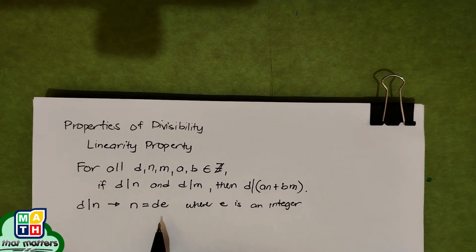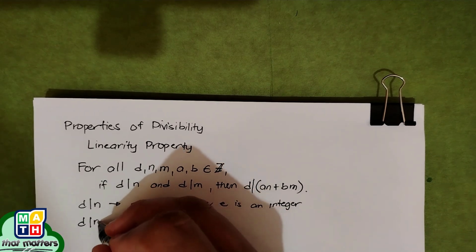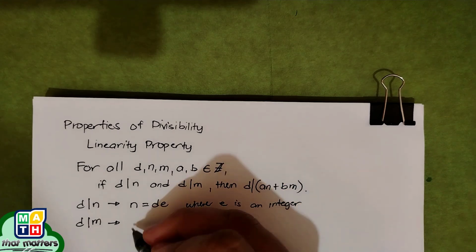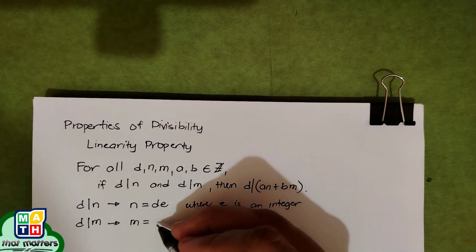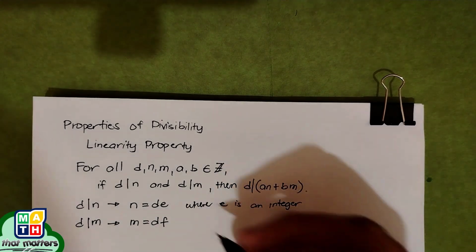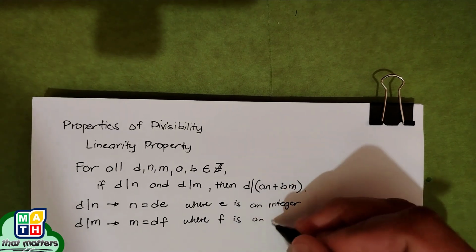If this is true, then we can also say that if D divides M as a second situation, then M is equal to the product of D and, let's say, another variable F, where F is also an integer.